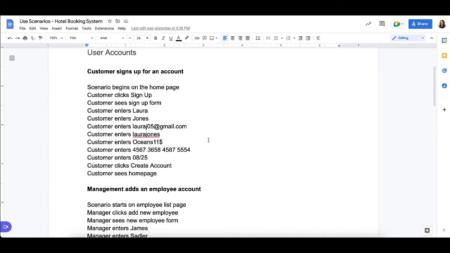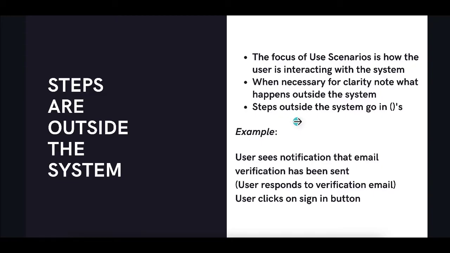When I say steps happening outside the system, what I mean is the user is having to go check their email for a confirmation email, or they're sent to another site for some reason, or they're sent to some sort of other application on their computer. In any case, this doesn't require anything like that. But if it did, what we would need are steps in parentheses. Okay, so let's see if we have an example here.